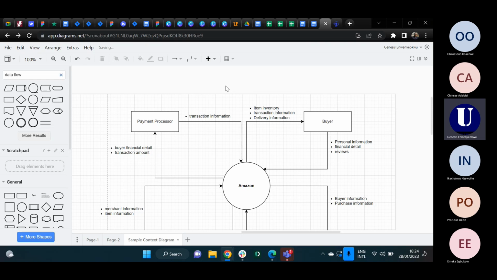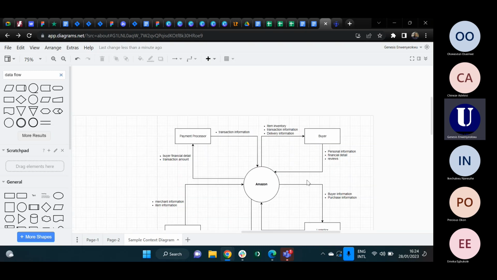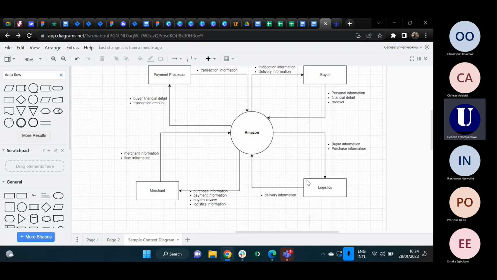So if it is successful, the payment processor will let Amazon know, and Amazon will now go into informing the customer that the payment has been successful and all of that. And it's that same transaction information that the payment processor gives to Amazon that Amazon will use to notify the customer that your purchase was successful. So this is just an example of a context diagram.